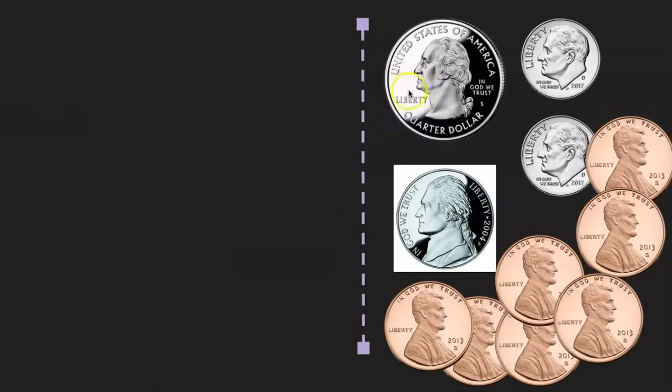So as I count through, it would be 25, 35, 45, and now I'm going to start counting by fives, 50, and then I'm going to count by ones, 51, 52, 53, 54, 55, 56, 57. So when I write that out, it would be 57 cents, and here is the cent sign.